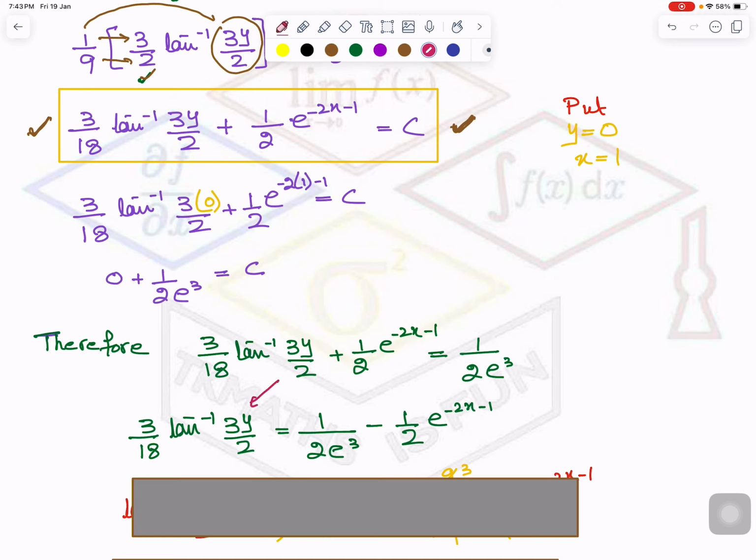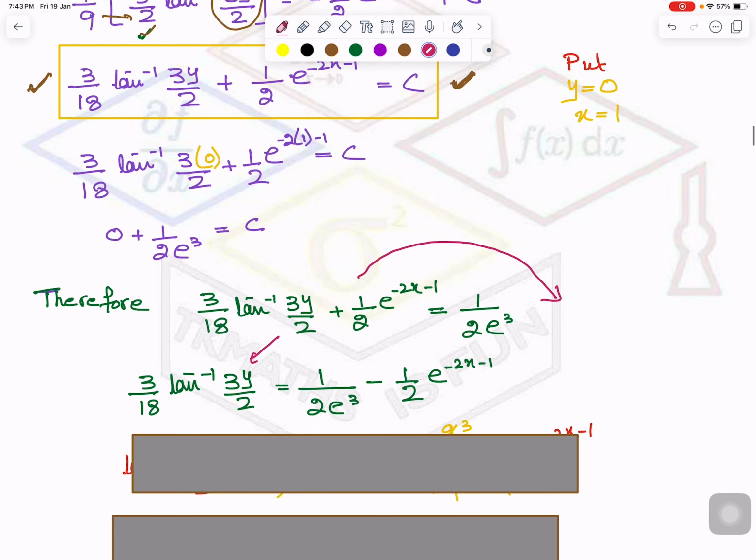This term as it is, only this term I'm taking to the other side, nothing else. Okay, because I have to separate y. What comes in your mind? What you will do next? You will simply try to remove this 3 divided by 18. So 18 will go in the numerator on this side and 3 in the denominator.